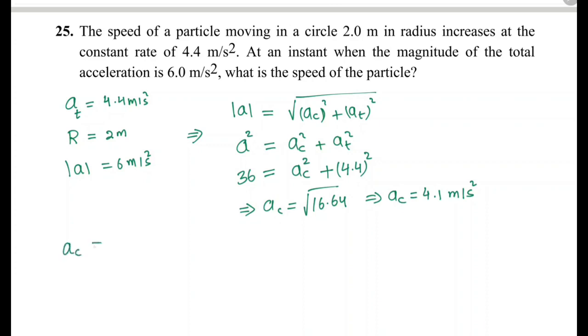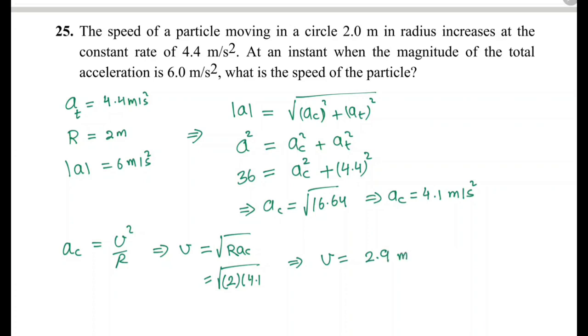A central is equal to V squared over R, and from this, V is equal to the square root of R times A central. R is given as 2, and A central we just calculated, it's 4.1, and after all, V is equal to 2.9 meters per second.